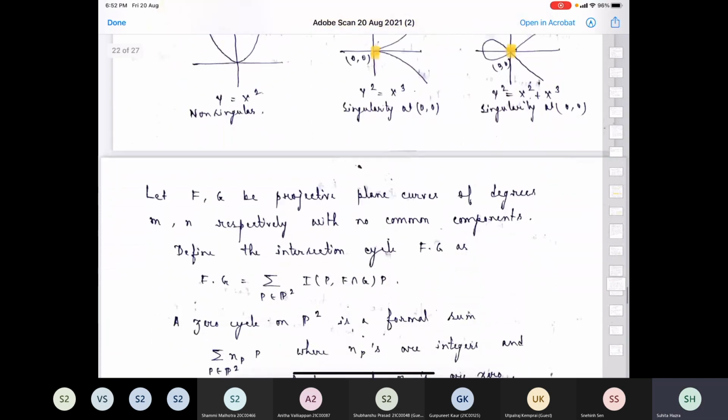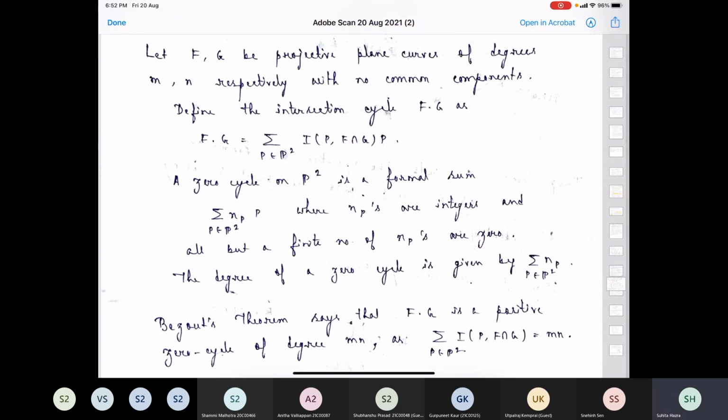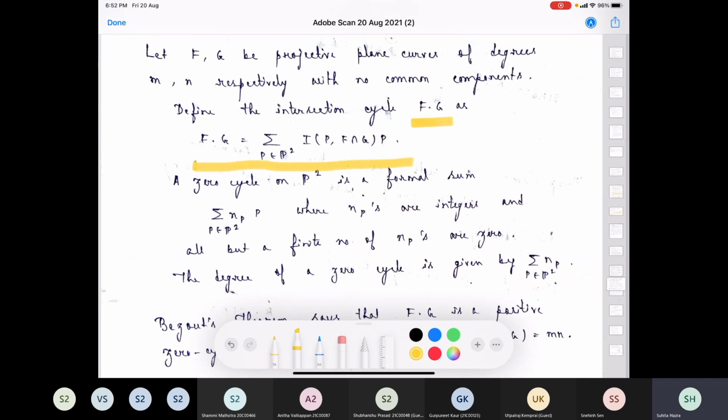Now using this concept of intersection number, I will define the intersection cycle. If f and g are two projective plane curves of degree m and n respectively with no common components, then the intersection cycle, written as f · g, is defined as the summation over P belonging to P2 of I_P(f ∩ g). This is the intersection number, and this is an integer, attached to the sum of the points, like P plus Q, or 2P plus Q, such types. This I call the intersection cycle.